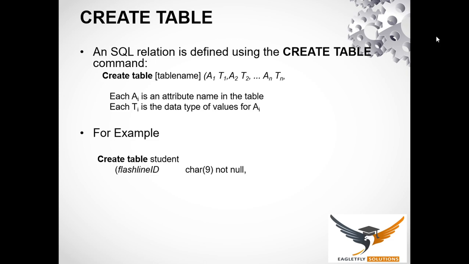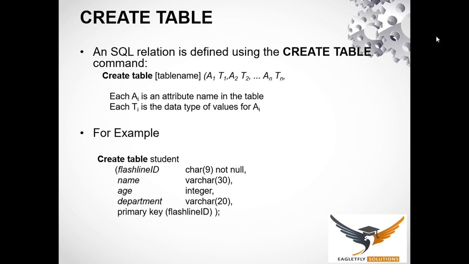Then we have id followed by its data type, which is char. 9 is the maximum length and not null describes that its value cannot be null. We need to specify some id while inserting the values into the table. Then we have name varchar 30, which is the maximum length we can input in the name, age integer, department with a data type of varchar with maximum length of 20. Then we have id as the primary key, which means that there will be a unique id for each of the students in the table.